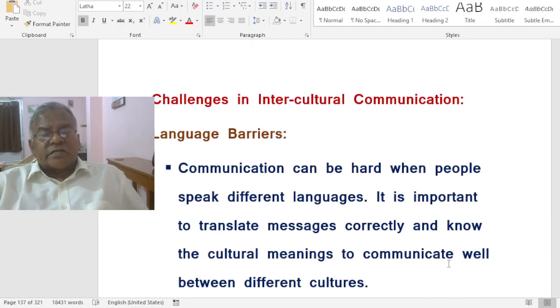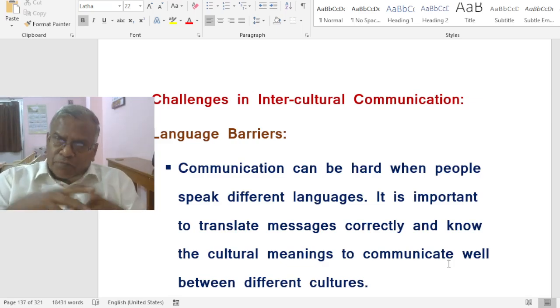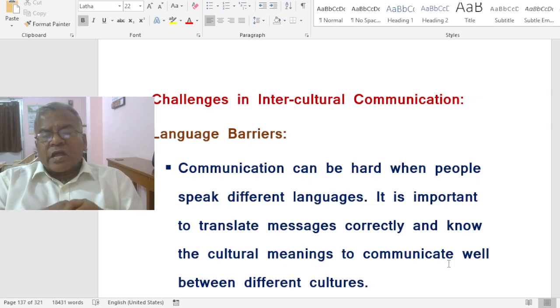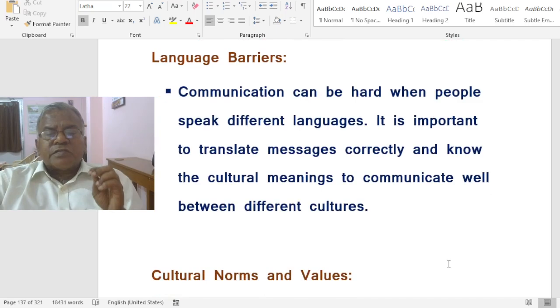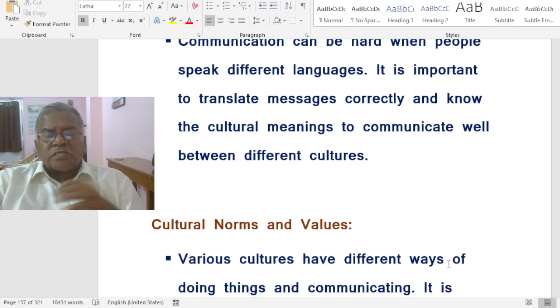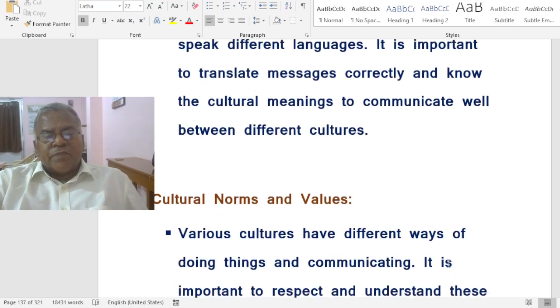Challenges in intercultural communication. Some very important barriers are language barriers. People come from different nationalities, different states, different family backgrounds, sometimes with language barriers. Communication can be hard when people speak different languages. It is important to translate messages correctly and know the cultural meanings to communicate well between different cultures. So that is language barriers.